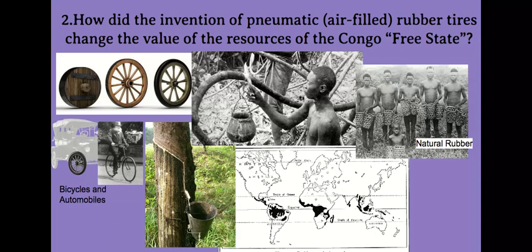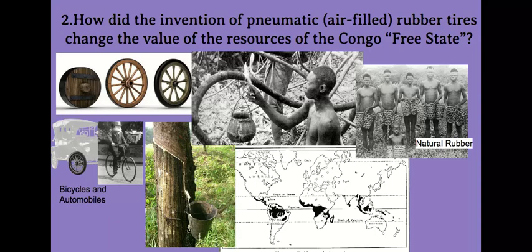This leads us to the thing that changed the value of the Congo forever. How did the invention of the pneumatic, air-filled rubber tire change the value of the resources of the Congo Free State?